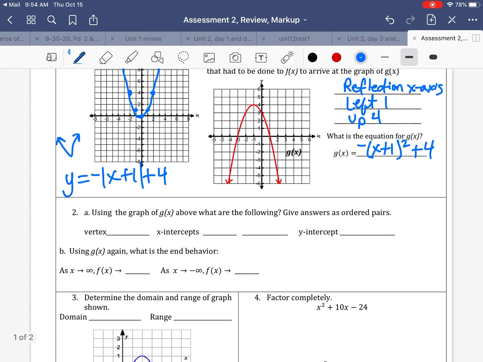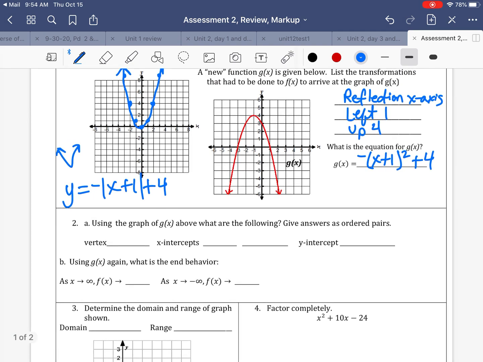Okay. All right, using this graph above, let's answer the following questions. The vertex, so that would be the spot right here, negative 1, 4. All right, the x-intercepts, so that would be negative 3, 0, and 1, 0. Don't forget those points, negative 3, 0, and 1, 0. And the y-intercept is right there, good old 3. So that's going to be 0, 3.